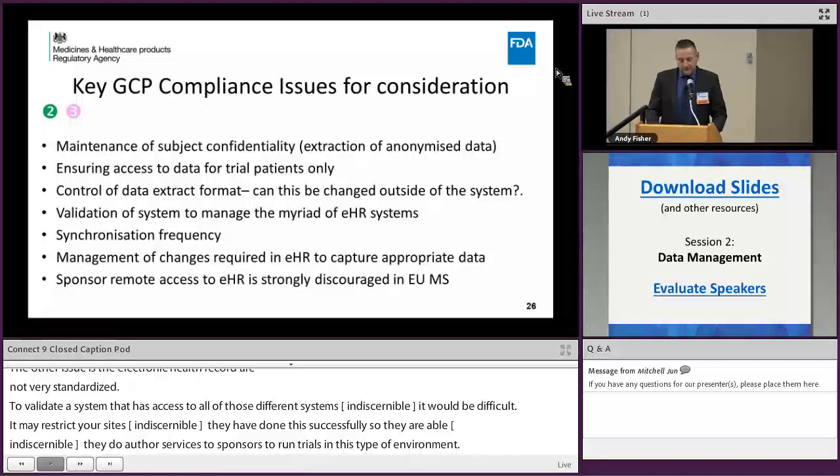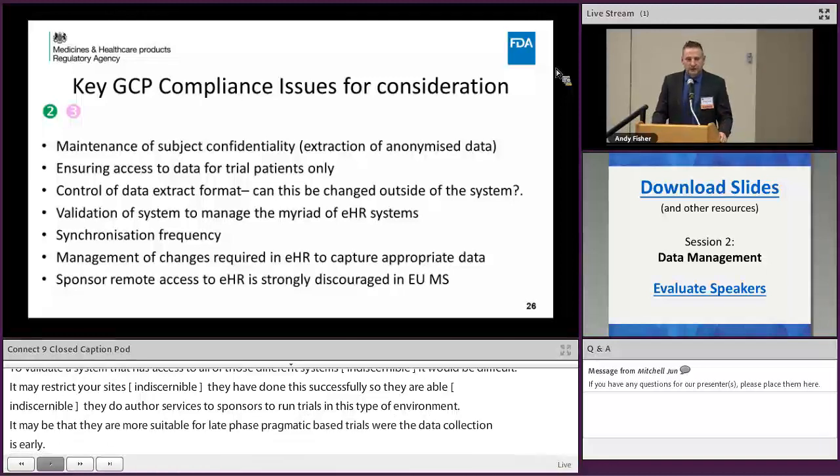If the data you're pulling out of the system requires it to be recorded in a different way in the electronic health record as well, how does that impact on the standard clinical procedures of the site? They may have to change their processes in order to facilitate you collecting your data.